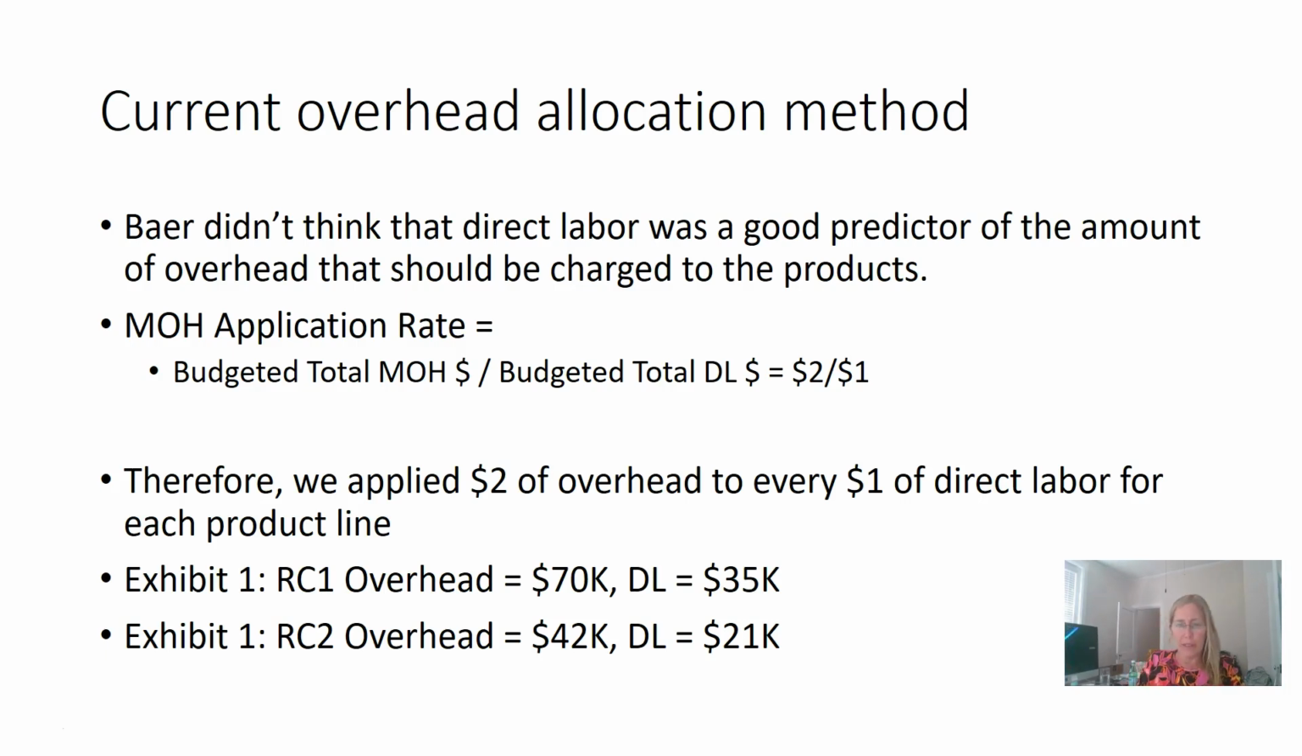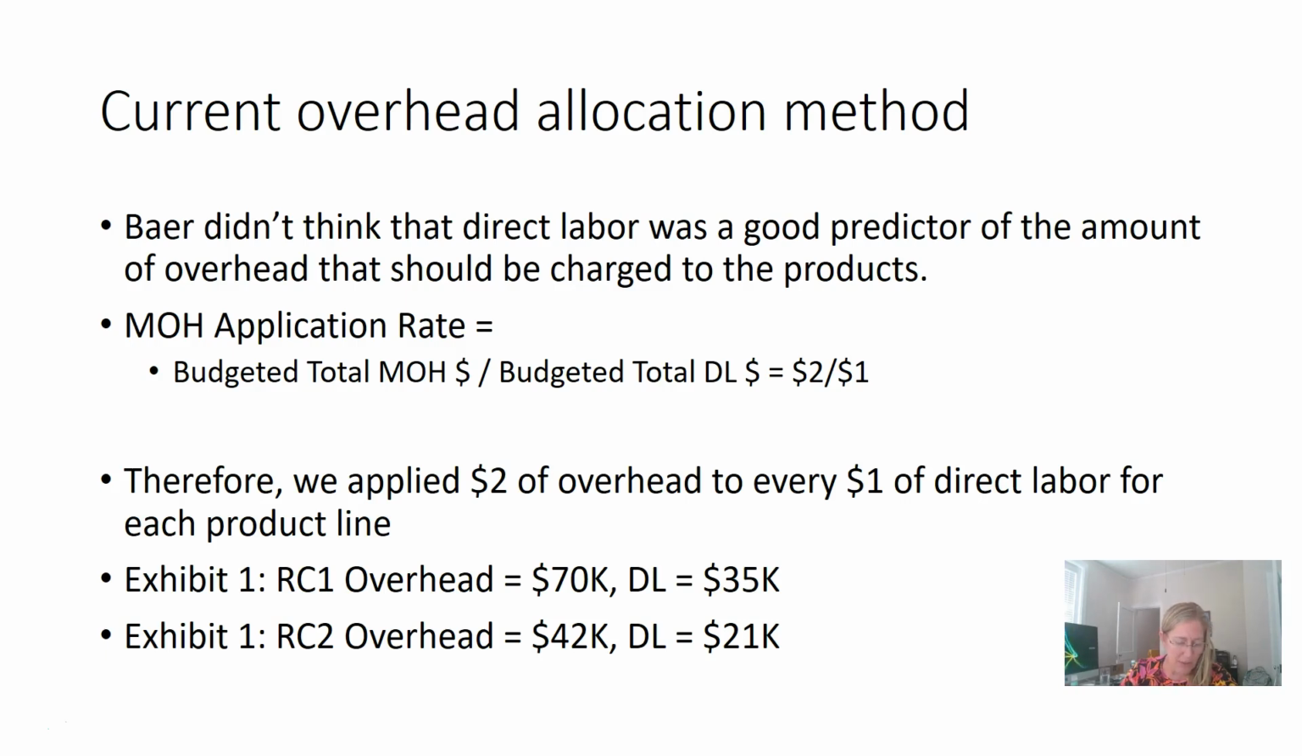And if you look at the exhibit, which I think is on page 52, exhibit 1, it's the same exhibit you had before. You'll notice in the middle of the page where the overhead is listed with the little A after it, that's exactly what's going on. RC1 is 70 grand, where the labor is 35 grand, so it's 2 times the labor. And RC2 is also 2 times the labor. So they're applying overhead at the same rate, using the same system to both product lines, just double the labor.